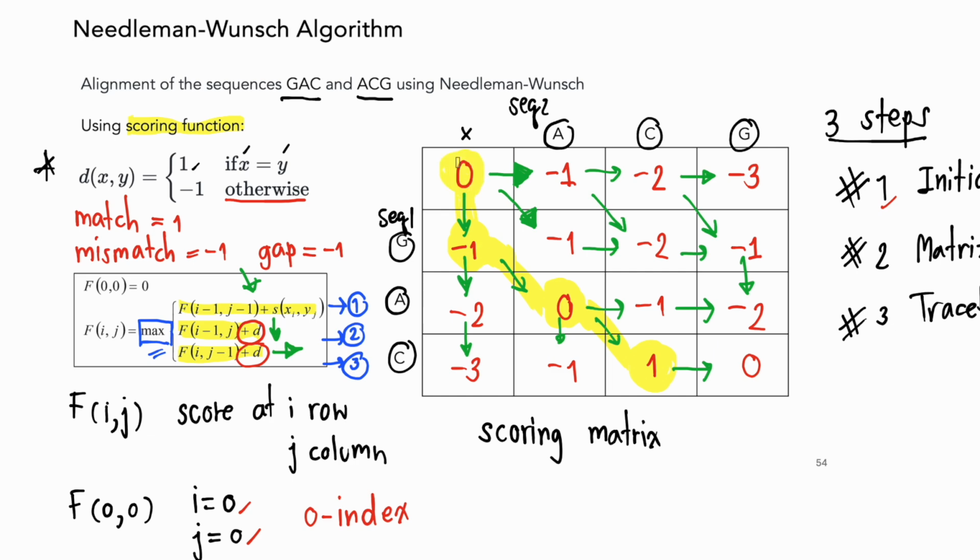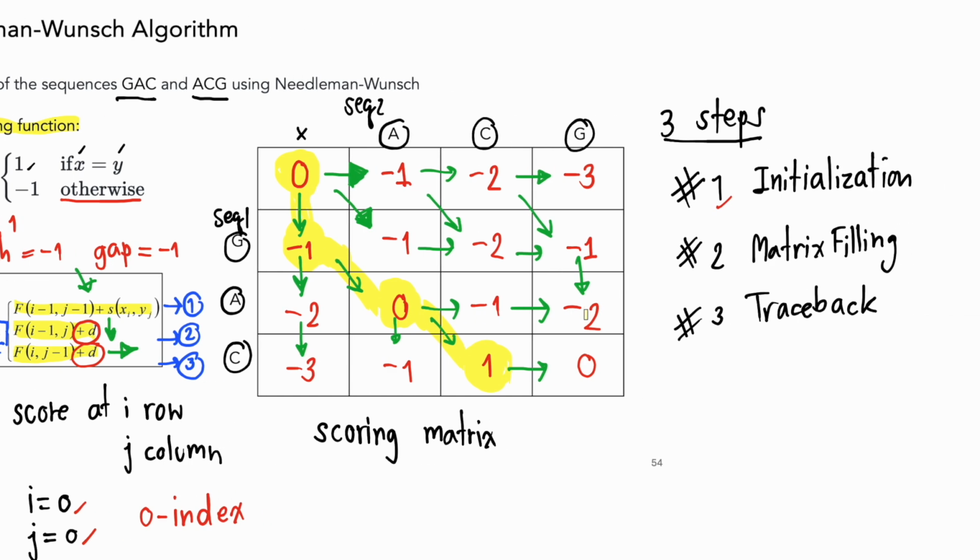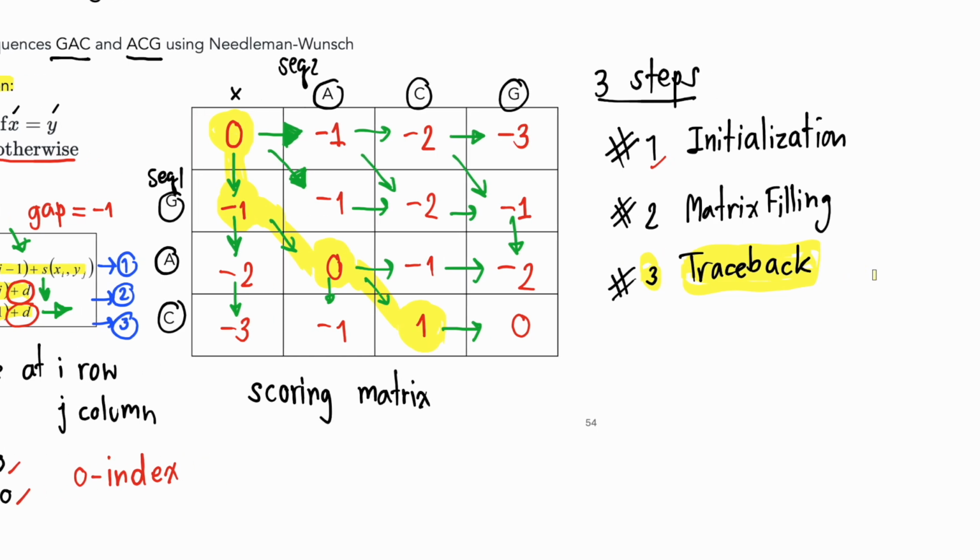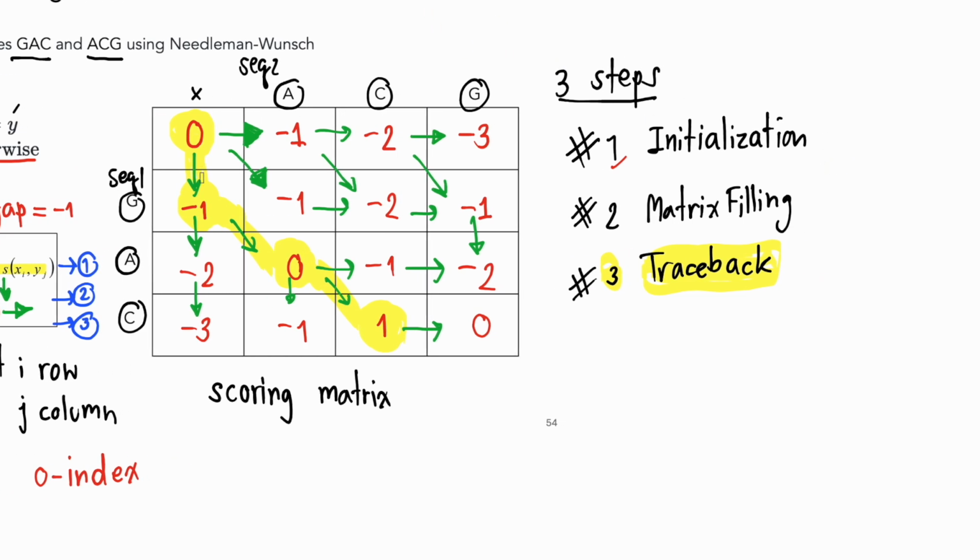You see, the way that I highlight from the maximum value and back to the arrow and back to the cell that the arrow comes from is called tracing back, or traceback, in step 3. So this is the way that we can identify the optimal alignment. Okay, so the path that I highlight in the yellow color is called the most optimal alignment.